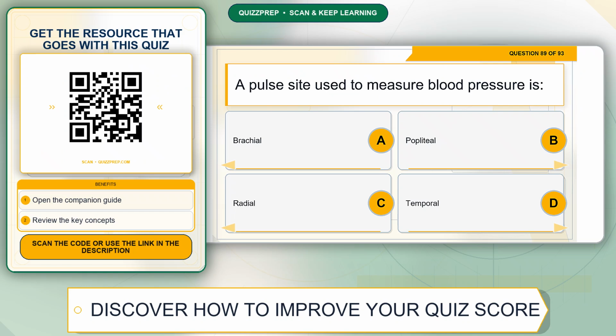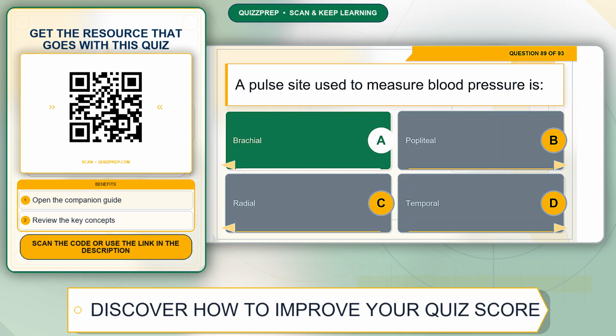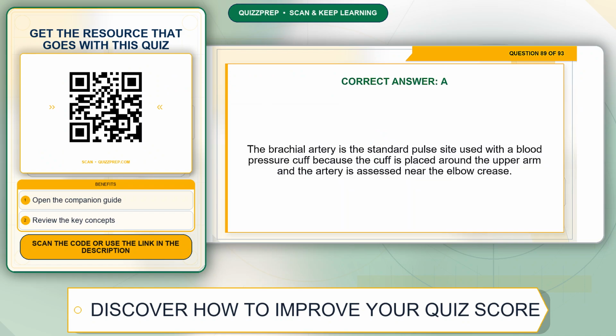Question 89. A pulse site used to measure blood pressure is Option A, brachial. Option B, popliteal. Option C, radial. Option D, temporal. The correct answer is option A, brachial. Explanation. The brachial artery is the standard pulse site used with a blood pressure cuff because the cuff is placed around the upper arm and the artery is assessed near the elbow crease.